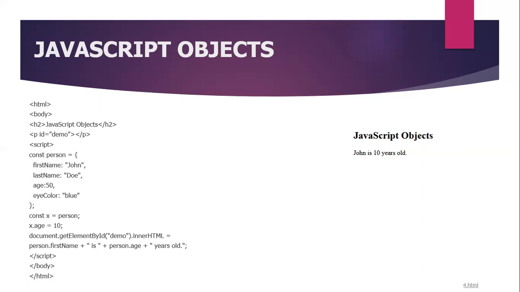Initially the age value was 50 as per person. Now I'm changing it to 10. So now I'm printing person, here I'm printing person, not X. Even though the value for age was changed for the X object, it will be reflected in person also. So person.firstName will be John, and the age is now changed to 10. So "John is 10 years old" will be displayed.